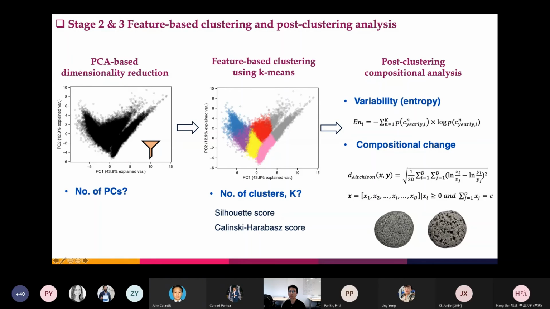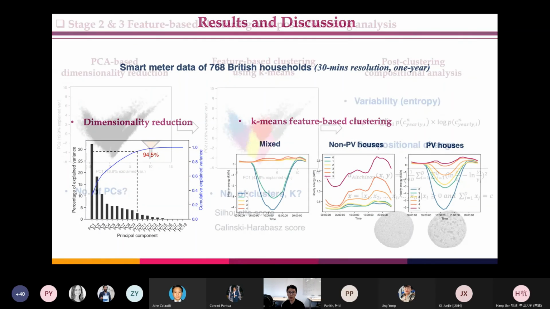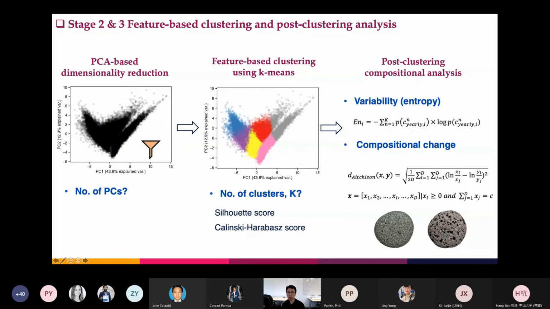We want to see what the clustering results mean, so we do the post-clustering compositional analysis. Basically, there are two indexes. One is the variability based on the entropy concept. The other one is the compositional change. For example, if we have two stones and want to quantify the composition differences between them, the same idea applies here. We want to use the Aitchison distance to quantify the differences between two households.